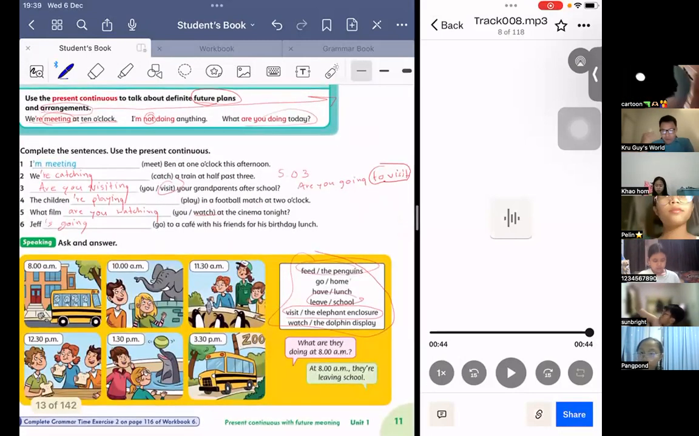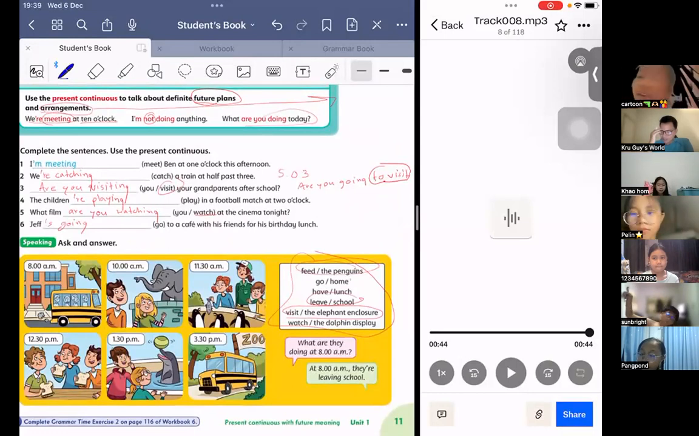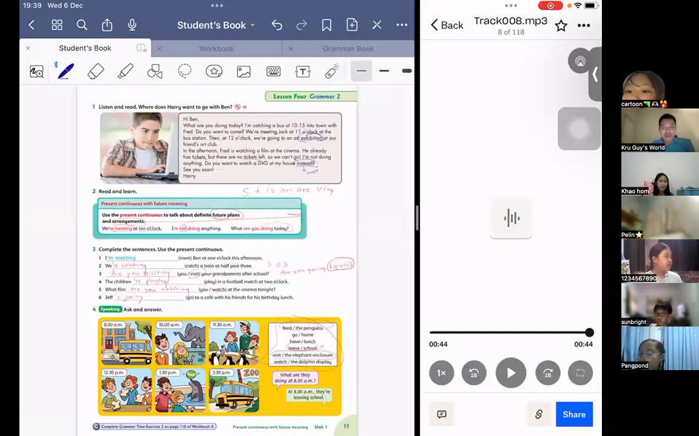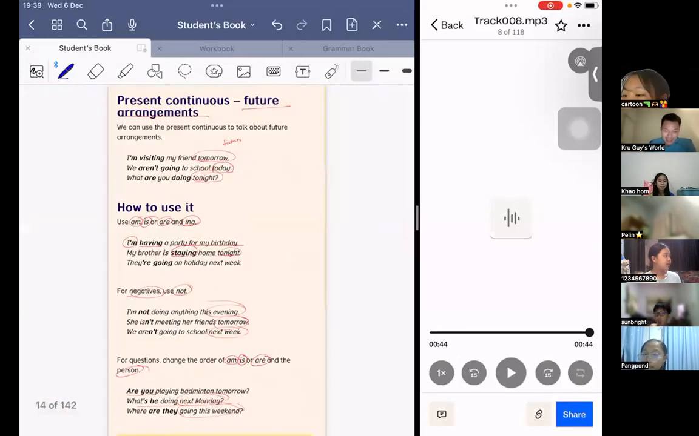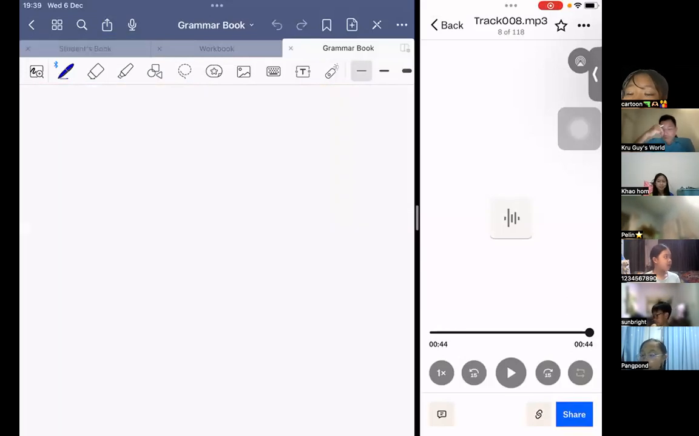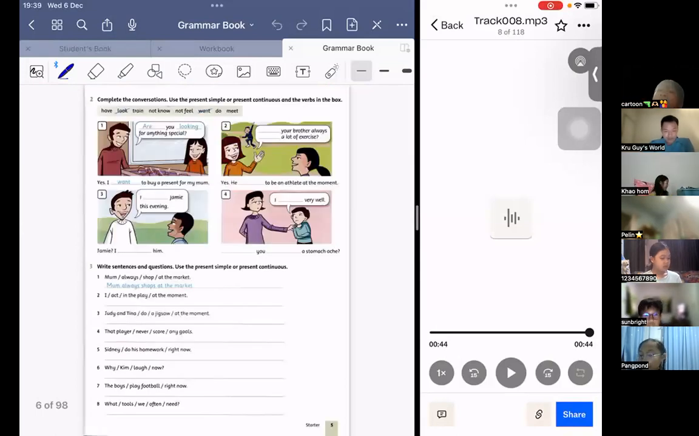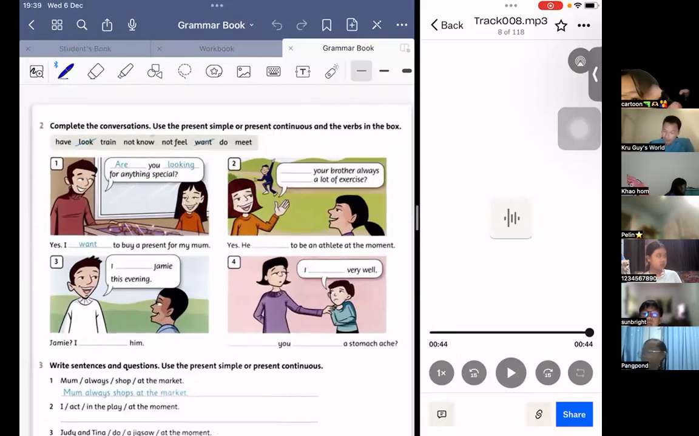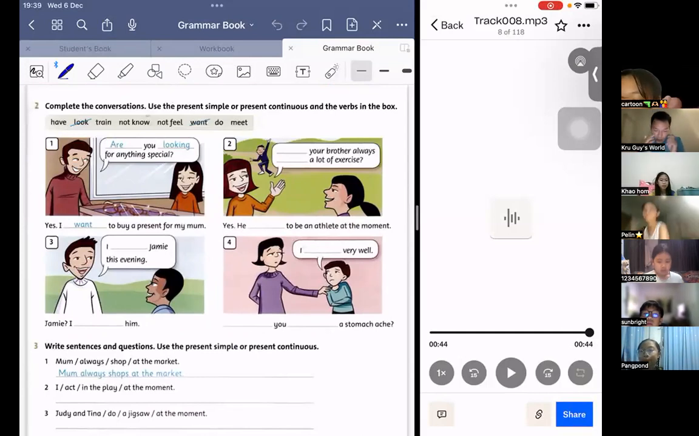Okay, I want you to practice reading. Sunbright, you are not yet very good at reading. I want you to try to read the book, okay? Maybe next time we will ask you to read it again. Okay, now what about your grammar book? Complete the first conversation, use the present simple or present continuous tense and the verbs in the box.